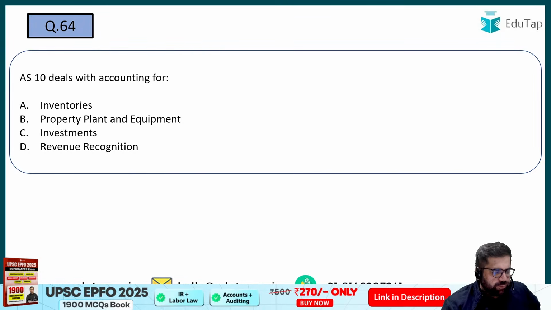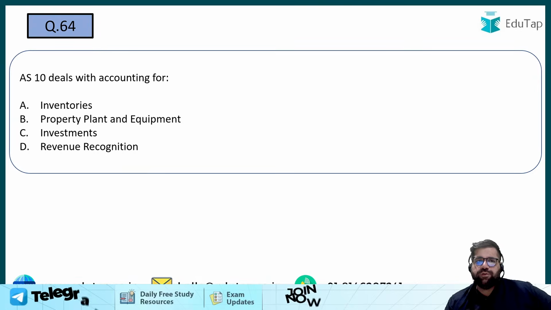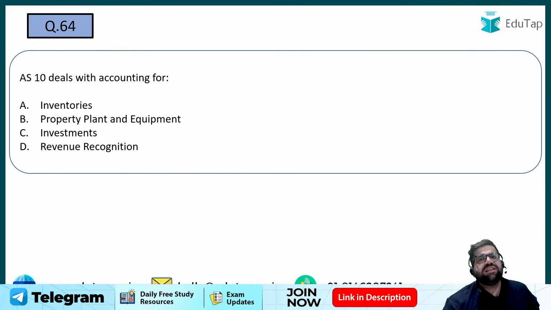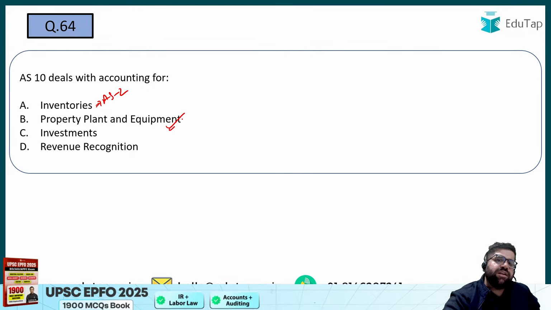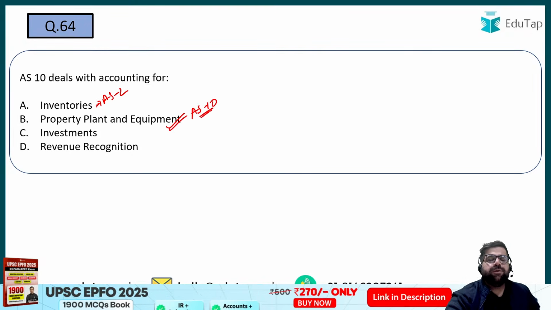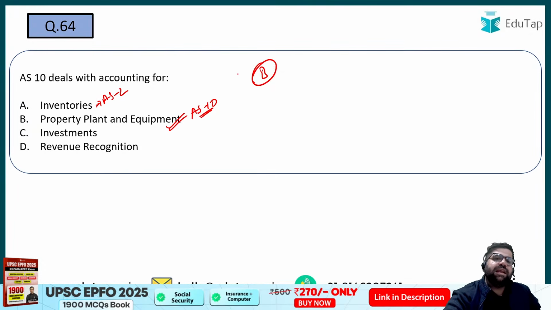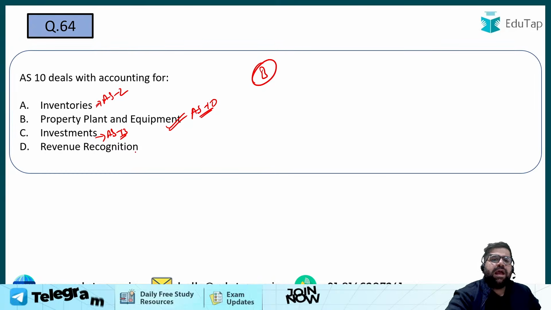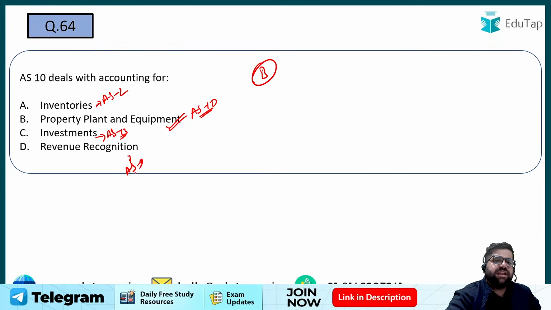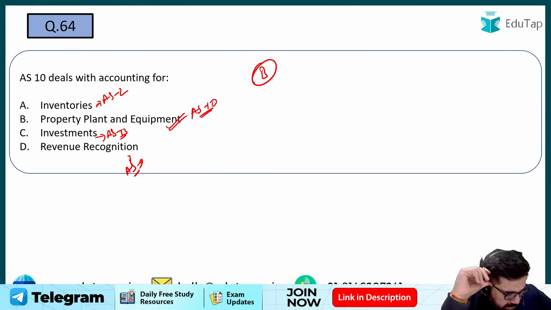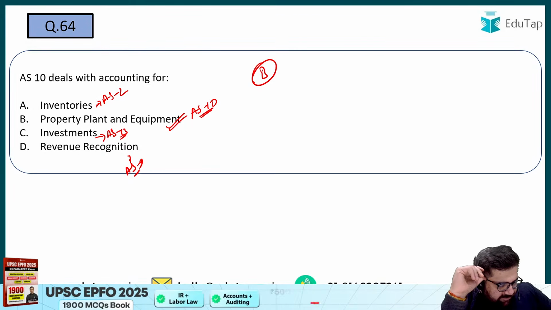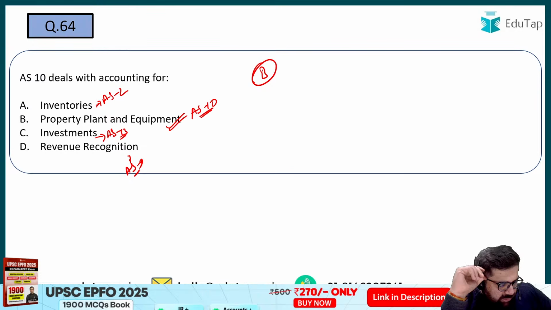Question number 64 now. AS10, Accounting Standard 10, deals with what? Inventories? No. For inventories we have AS2. Property, plant and equipment? Yes. AS10 deals with your property, plant and equipment, so your answer will be B. Investments are basically dealt with AS13 and revenue recognition is with AS9. Copy or not? All of you? Yes, 25% is the maximum buyback, not 10, 15.